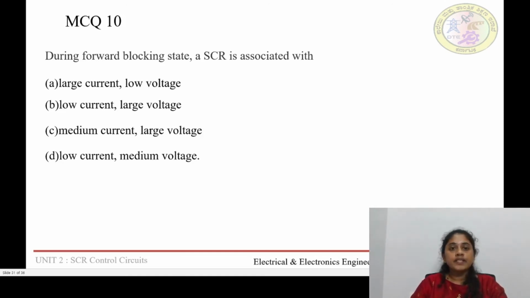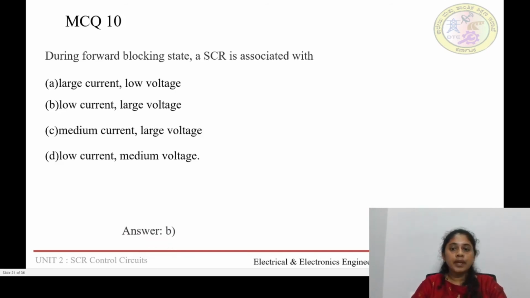In forward blocking state, SCR is said to be in the off condition. Yes, in the forward off condition, only a small amount of leakage current flows through the SCR. So the options, it may be B or D. But in the off state, the voltage across SCR will be equal to the supply voltage. Hence the answer is low current, large voltage. Large voltage in the sense, the voltage across the SCR will be equal to the supply voltage.